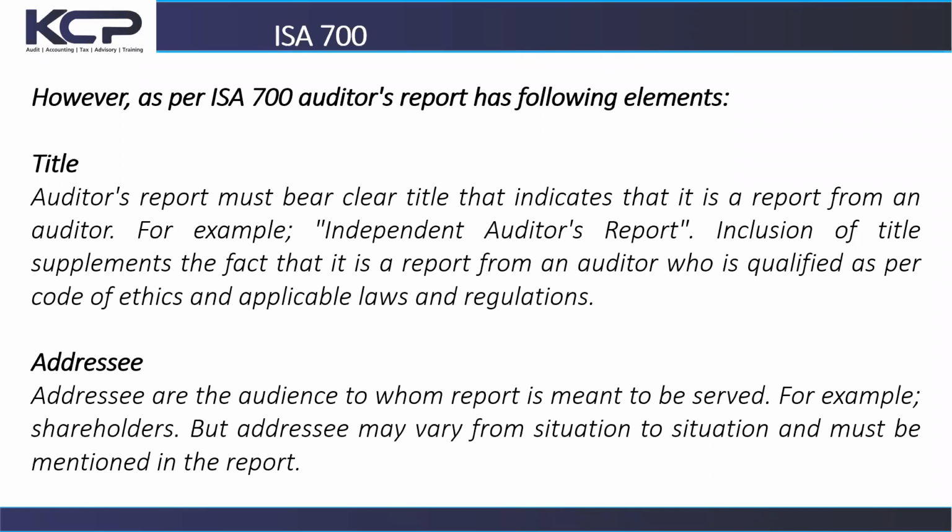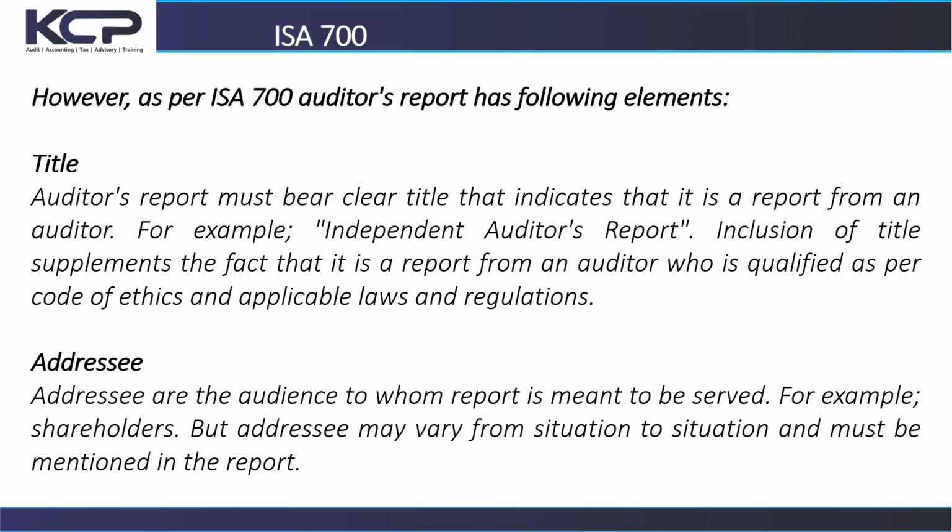So what are those composition or components or elements of the audit report? First of all, there should be a title. An auditor's report must have a clear title that indicates that it is a report from an auditor. For example, you will see things like "Independent Auditor's Report." Inclusion of the title supplements the fact that it is a report from an auditor who is qualified as per the Code of Ethics and applicable laws and regulations, right? So you need to take note of that.